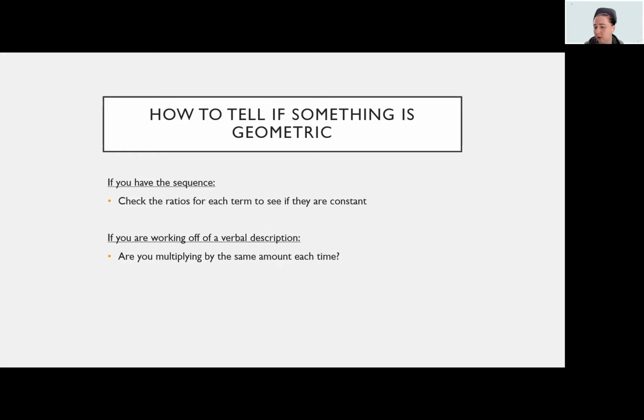And if there's a verbal description, you want to think about the fact that with a geometric sequence you are multiplying by the same thing each time. So if you've got a verbal description of something going on, you want to ask yourself, am I multiplying each term by the same number? If I am, then it's geometric. So you really are looking at the division between the terms, or what you're multiplying by. And if it's the same, it's geometric.